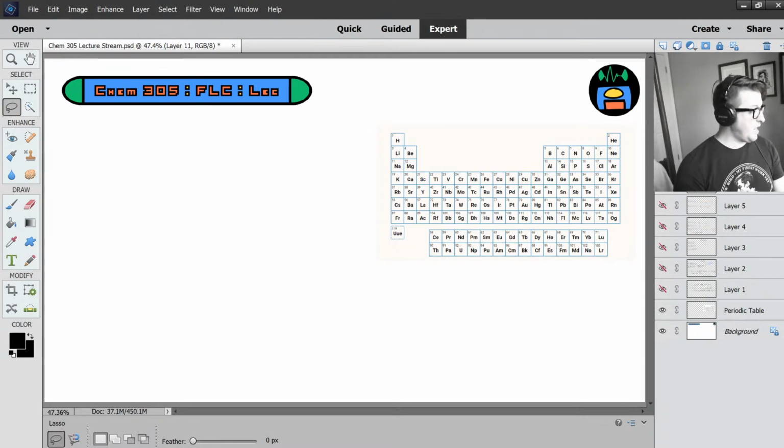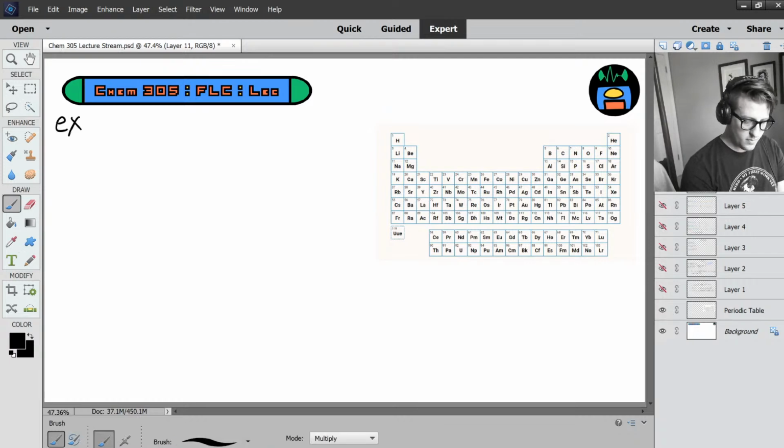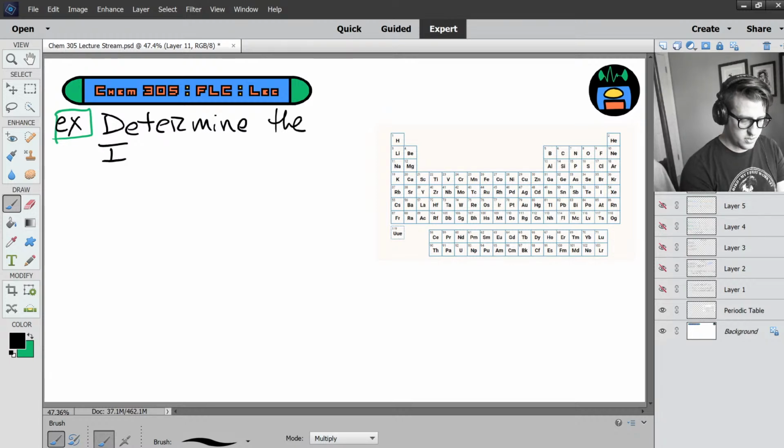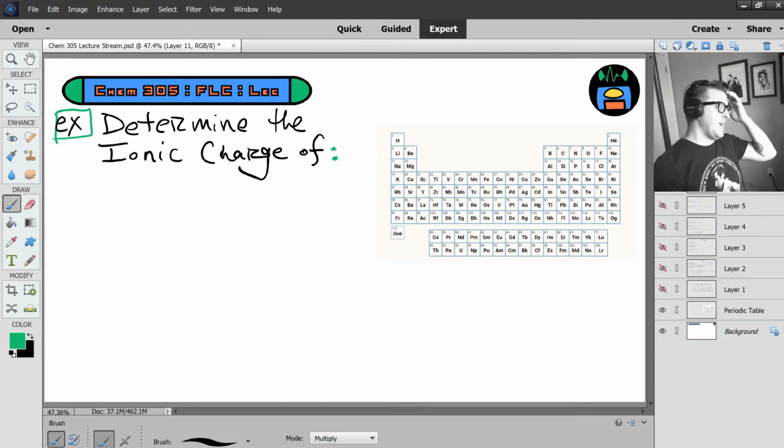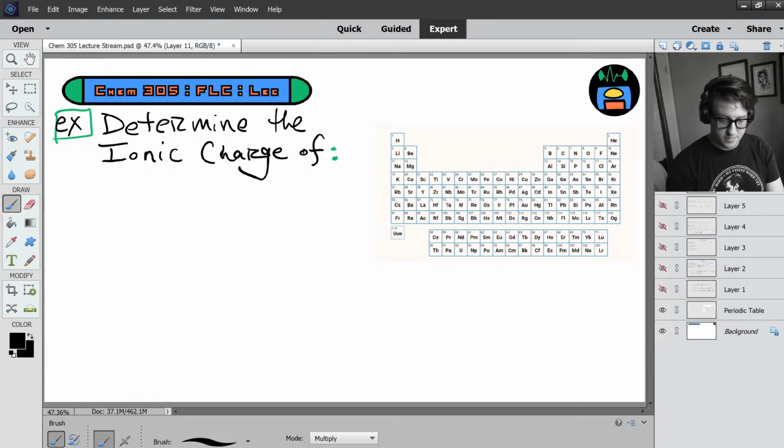Okay, so for the following example, I'm going to task us with determining the ionic charge of a few elements, and this is where the fun begins. So first, let's look at oxygen.